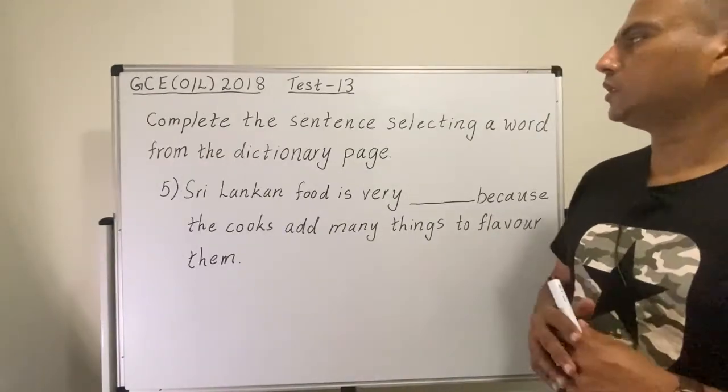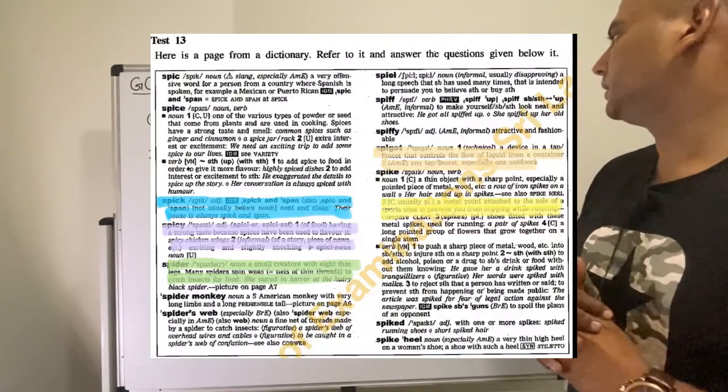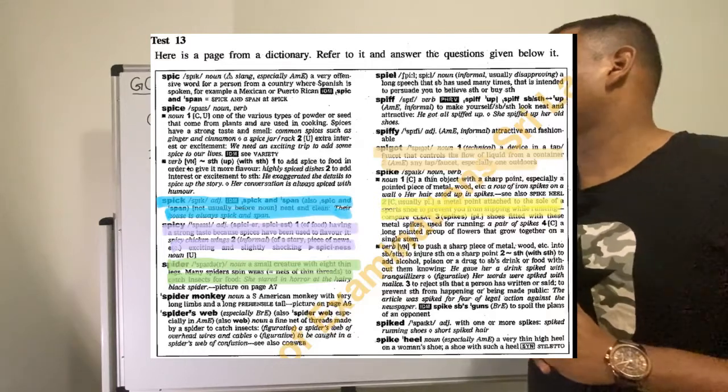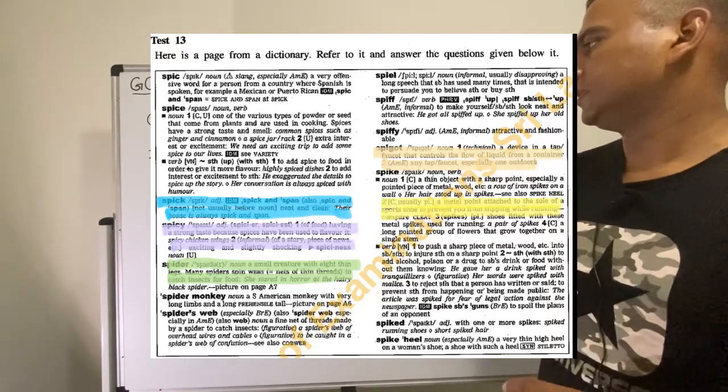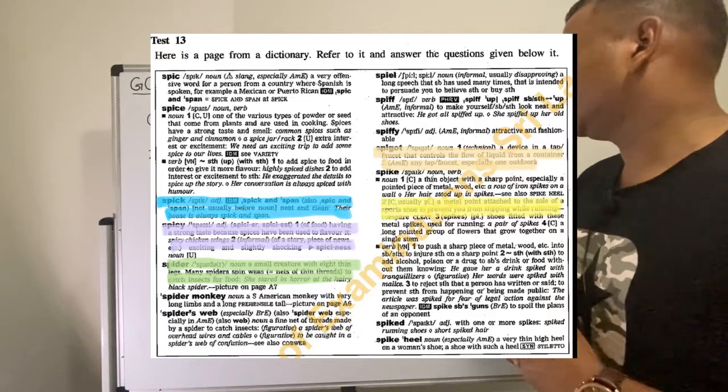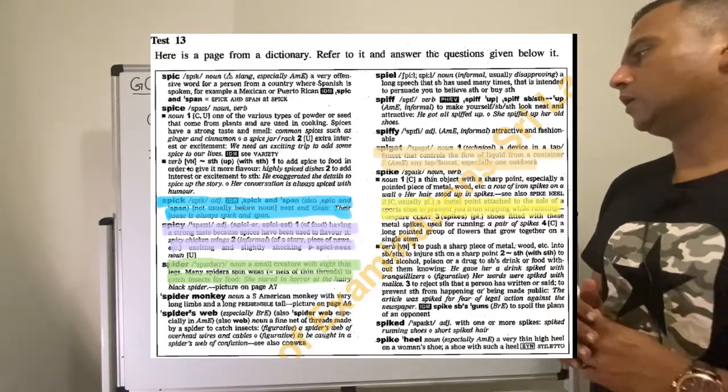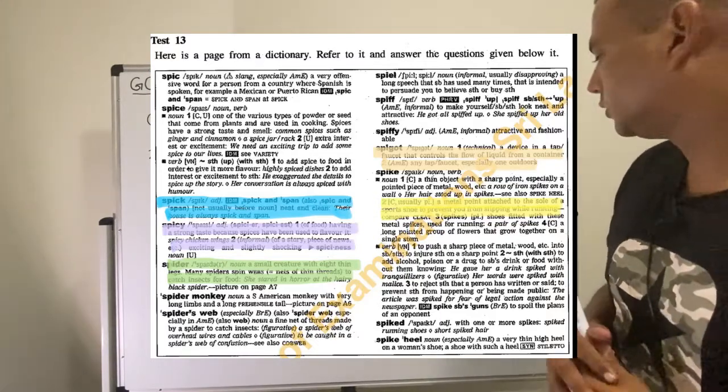Okay, the fifth question, it says complete the sentence selecting a word from the dictionary page. The sentence is: Sri Lankan food is very blank because the cooks add many things to flavor them.